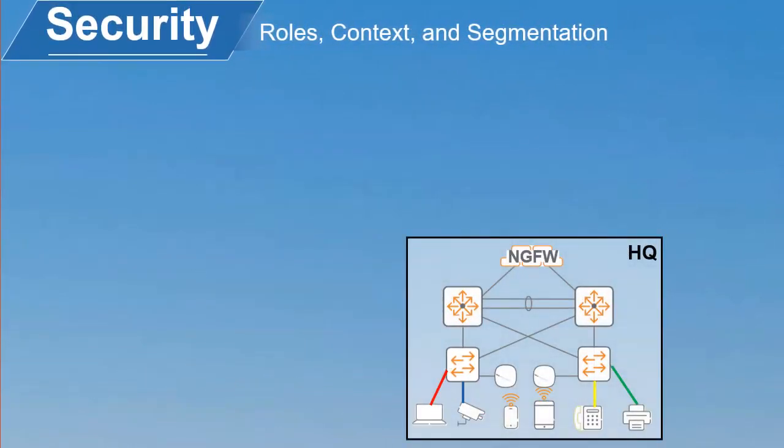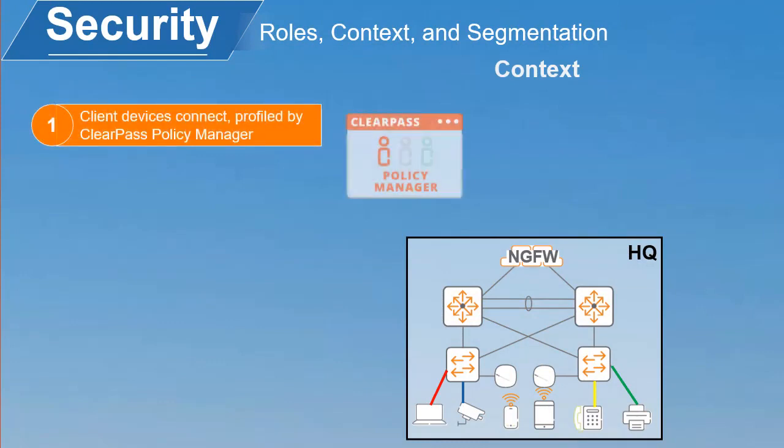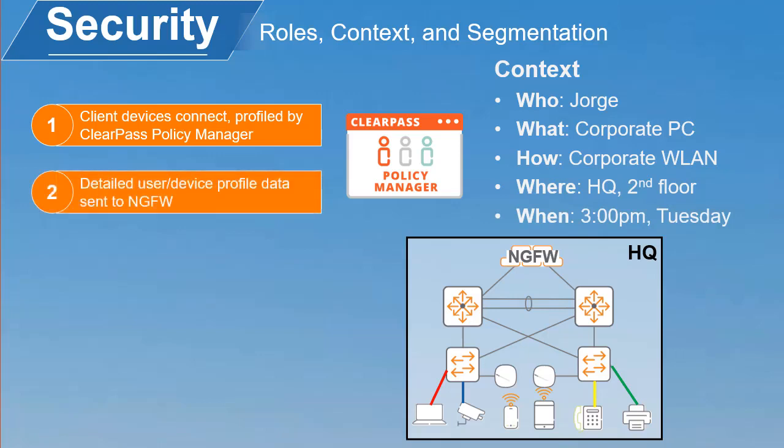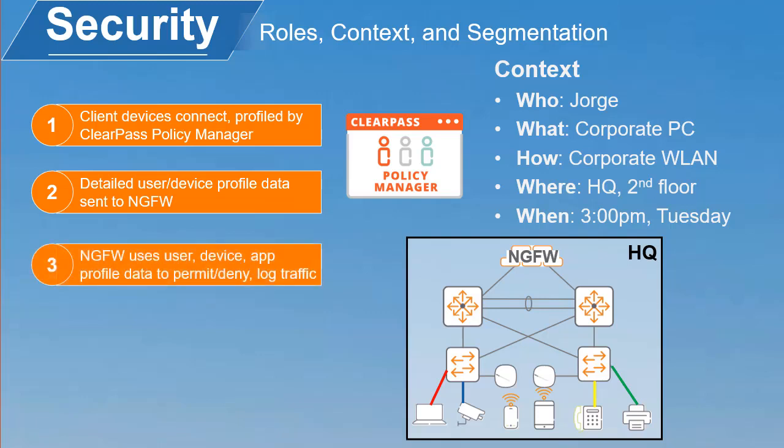But not all NACs are created equal. In the case of the Aruba solution, one potential advantage is context. As client devices connect, they are profiled by the ClearPass Policy Manager. You have this rich context-based information of who is connecting, what they are using to connect, how they connected: wired, wireless, or remotely, where they connected: HQ, home office, or hotel, and when they connect. Now, this is all sent to the firewall, which uses this to control which traffic is allowed and logs this information for future analytics and forensics.